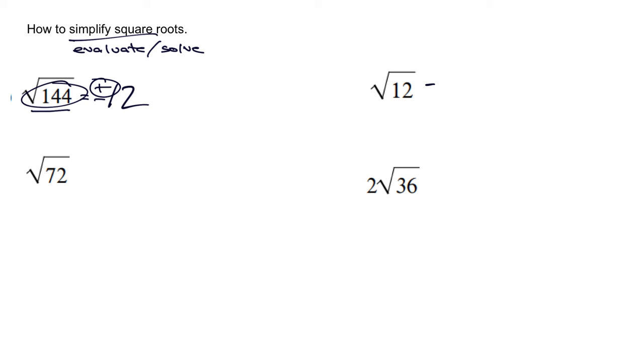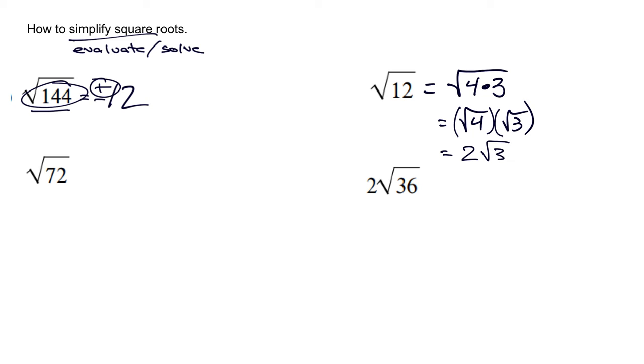What's the square root of 12? Well, I'm going to get a decimal, so I want to simplify. I can break this apart. I'm going to factor 12 into 4 times 3. Well, that's the same as the square root of 4 times the square root of 3, okay? 4 is a perfect square. The square root of 4 is 2, times the square root of 3 is my final answer. 3 is not a perfect square. I cannot simplify it anymore, so I'm done. This is what simplifying means.